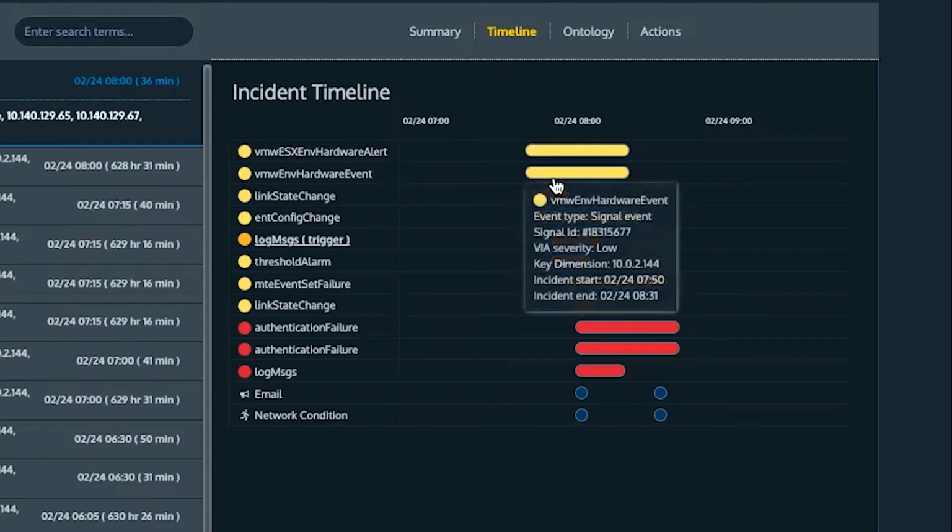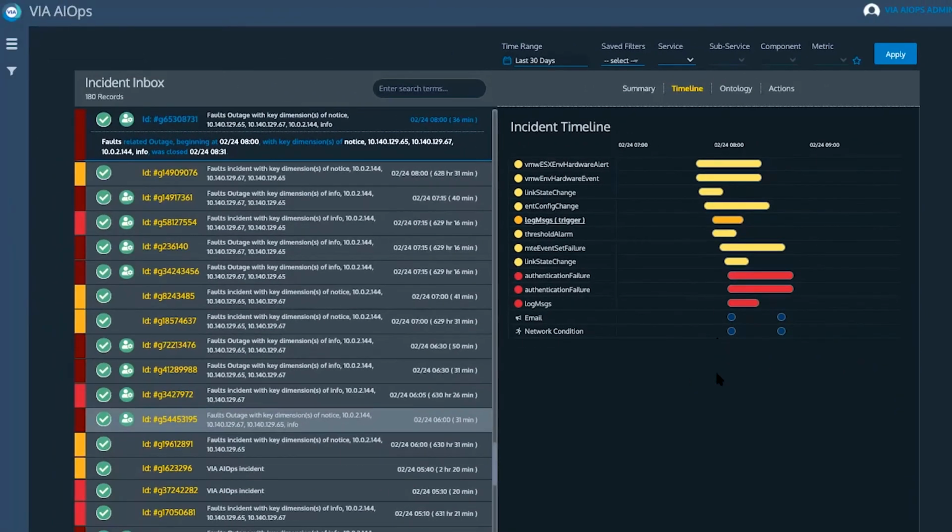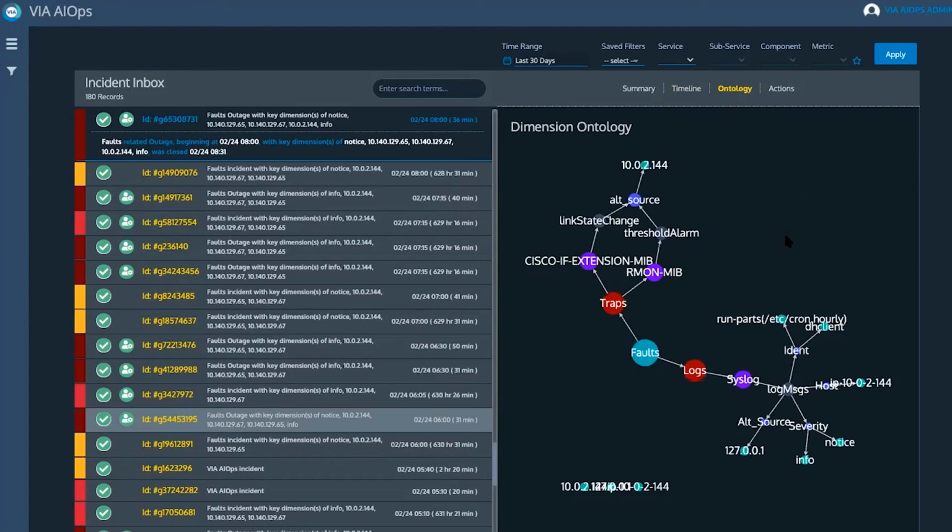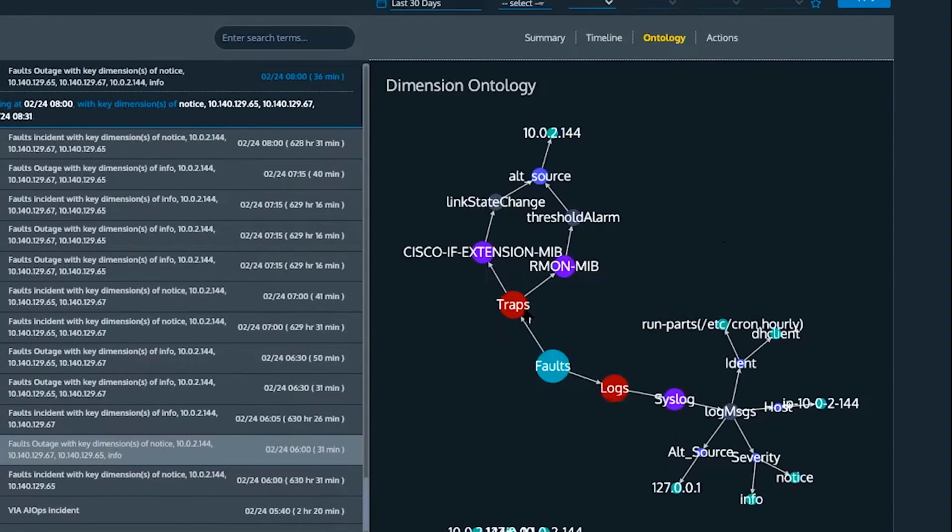incident. To understand the impact of this from a topological standpoint, we look at our ontology view. Ontology combines topology with contextualized metadata to truly understand how these logs and events are correlated. From here, we see that we brought in traps from a number of different systems, as well as syslogs of a number of different severities and types, and we combine them together into this single incident so we can take automated action to close the incident.